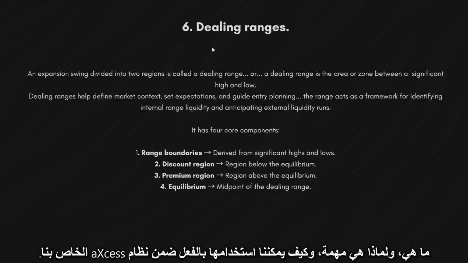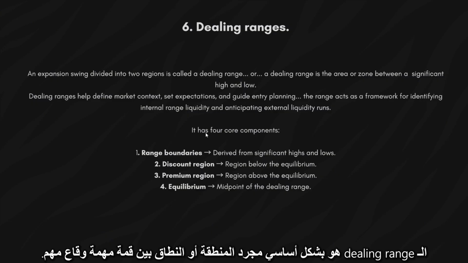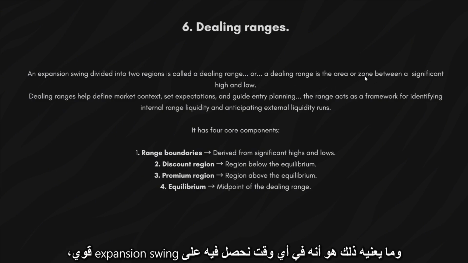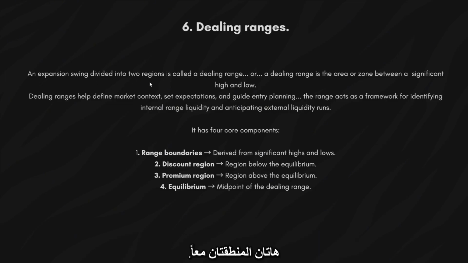All right. So in this slide, I'm going to break down dealing ranges for you: what they are, why they matter, and how we can actually use them within our system. First of all, the definition is super simple. A dealing range is basically just the area or the zone between a significant high and a significant low. Anytime we get a strong expansion swing and we divide that expansion swing into two regions, those two regions together make up what we call a dealing range.